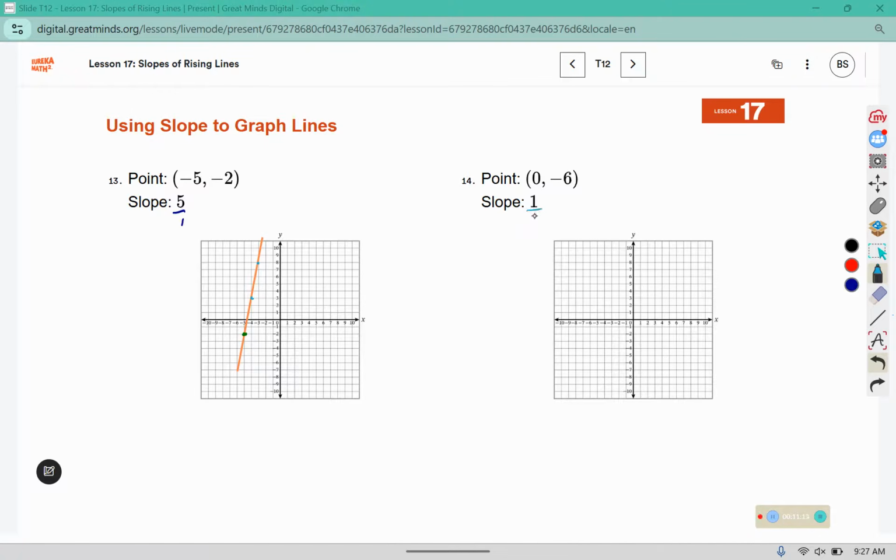This one has an invisible 1 under it as well. We're going to start at the point 0, -6. We're going to go up 1 and over 1, up 1 and over 1.